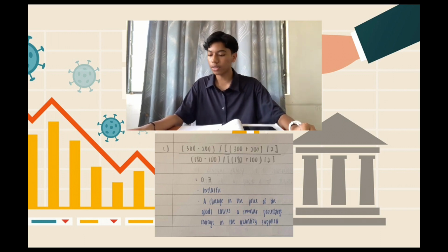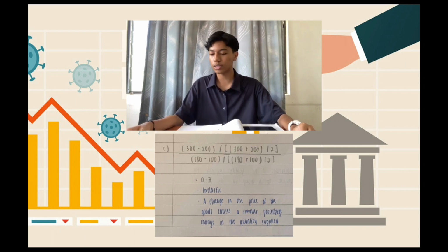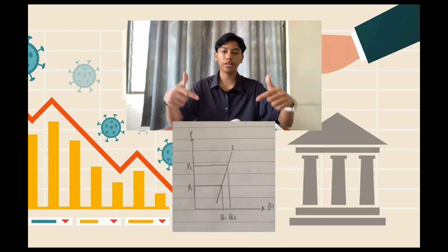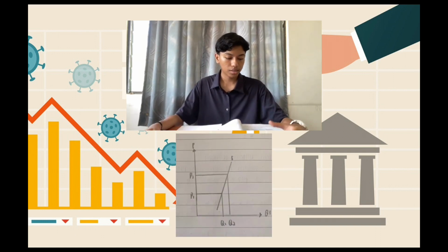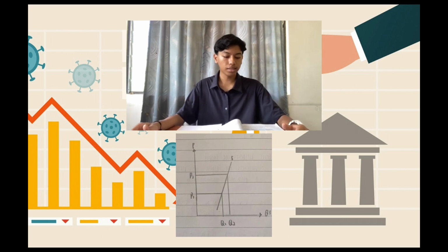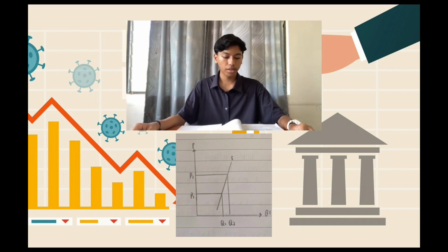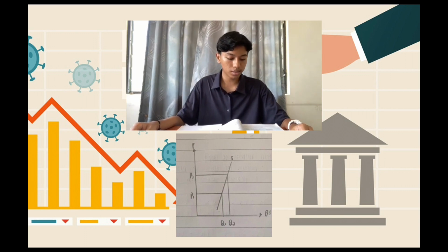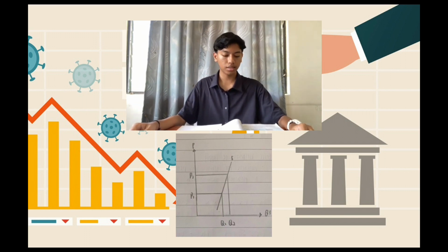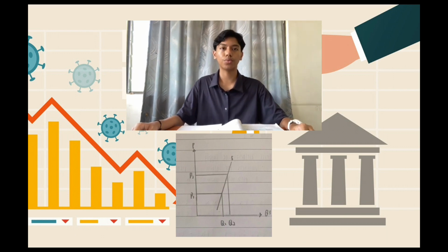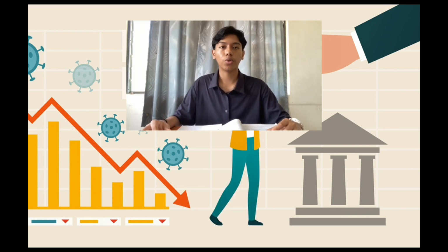A change in the price of the good causes a smaller percentage change in the quantity supplied, and from that we will get a graph like this. It means the percentage change in the price, P1 increasing to P2, is larger than the percentage change in quantity supplied, Q1 increasing to Q2. That's all for question 4.